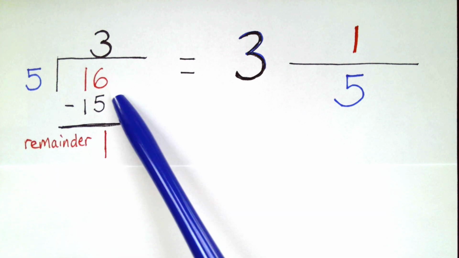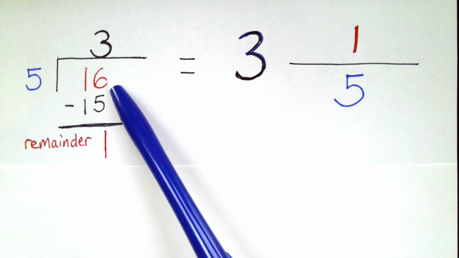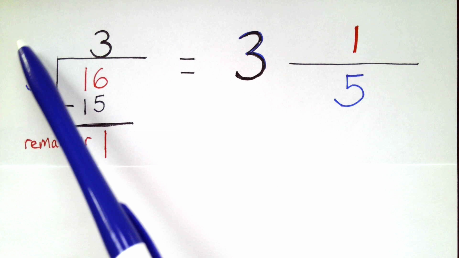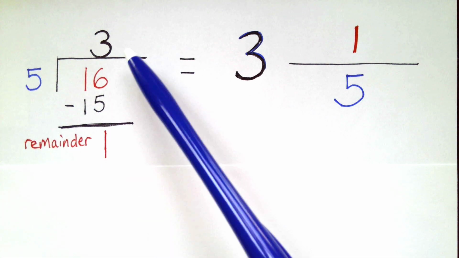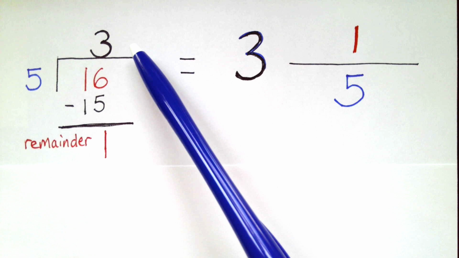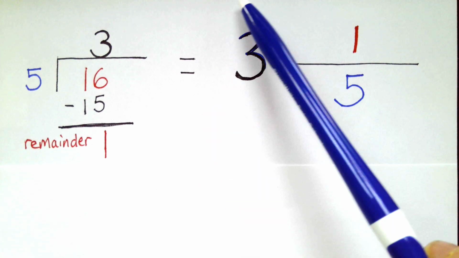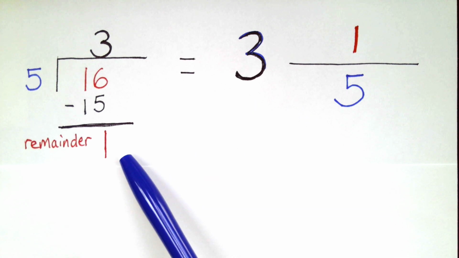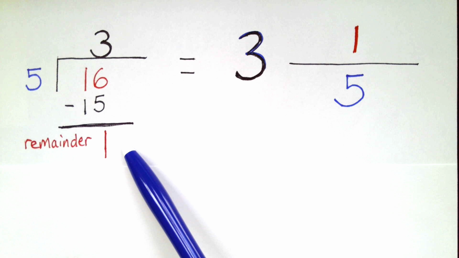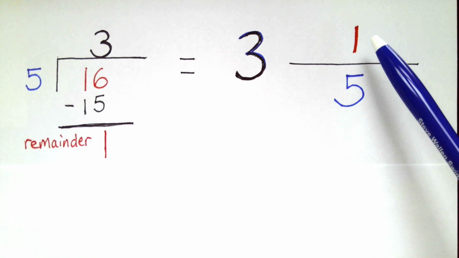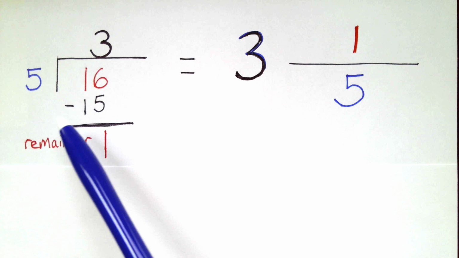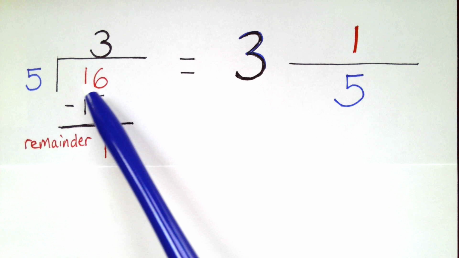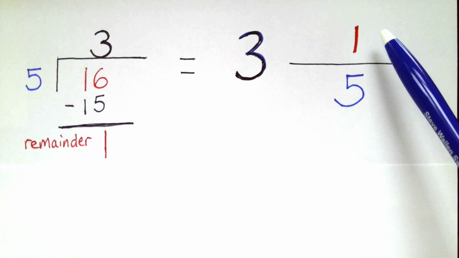So I subtract the product of 5 times 3, which is 15, from 16, our target, and that gives us our remainder of 1. So after doing this long division, the number above the divisor bar, if you remember in the formula I just showed you, is our whole number for our new mixed number. The remainder of 1 is our new numerator, or the top part of our fraction. And of course, the denominator of 5 stays the denominator of 5. So we've converted 16 fifths into 3 and 1 fifth.